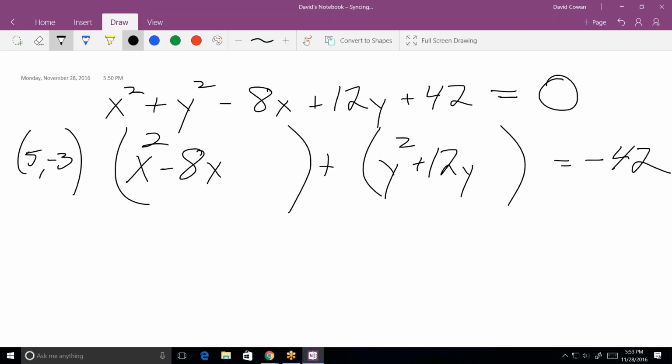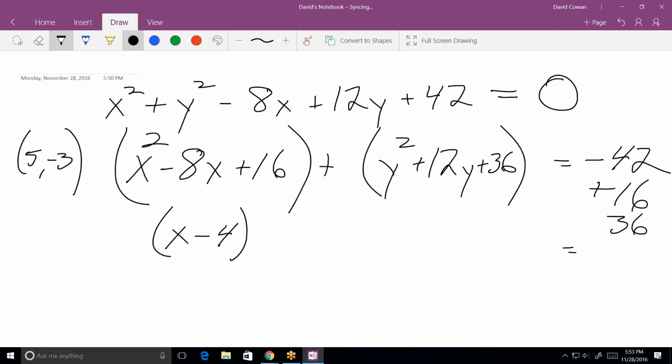Now complete the square. I'm going to add 16 there, 16, and 16, and add 30. And then I'm going to add 36 here, 36 and 36 there. The only reason I'm doing it instead of asking you for these answers is that we've been over this. The end of the problem. And now I'm going to write that as x minus 4 squared plus y plus 6 squared equals 10.